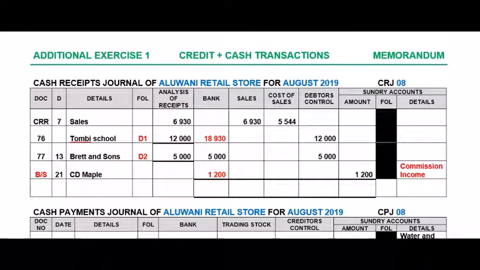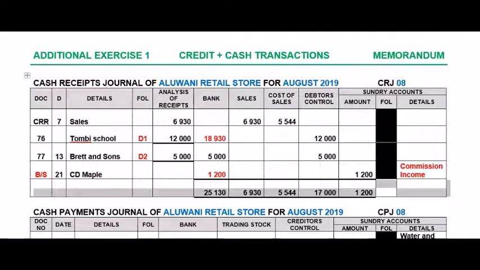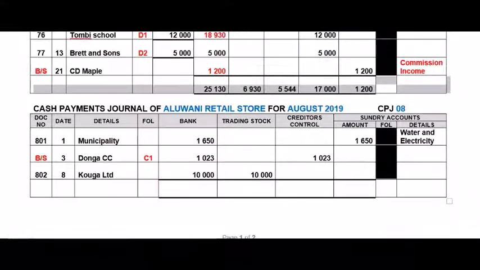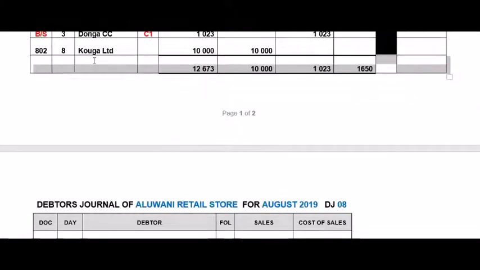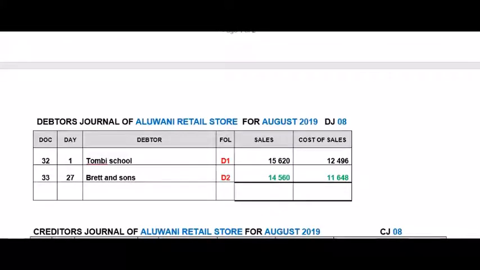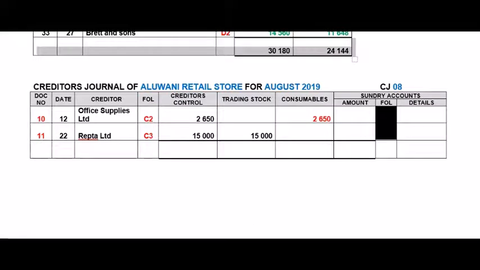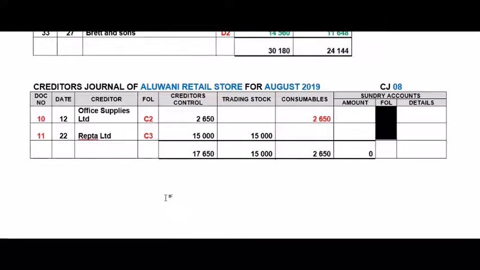These are the totals of the CRJ, and then the totals of the CPJ. You can pause the video if you want to look at it longer. The totals of the DJ and the totals of the CJ. If you struggled with this exercise, go through that document again that explains keywords.